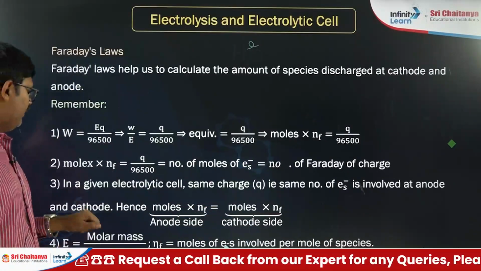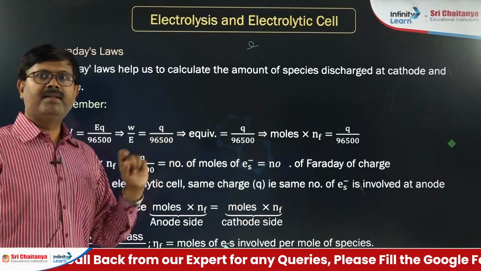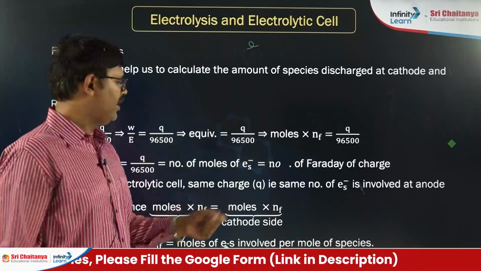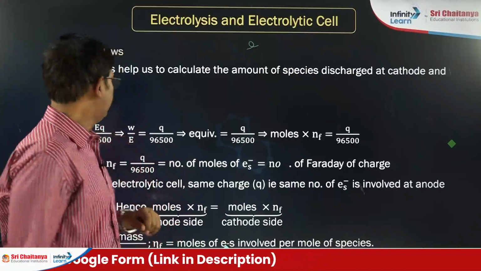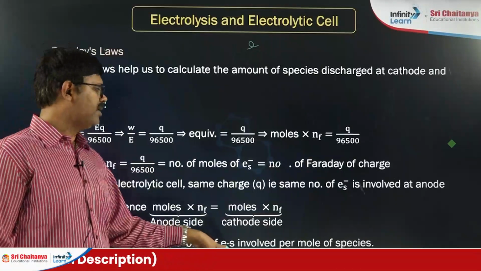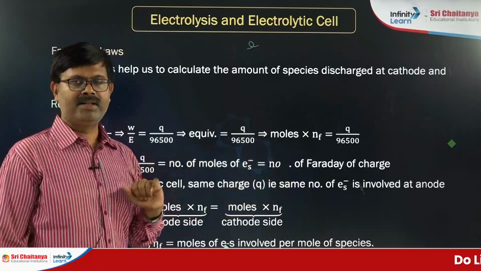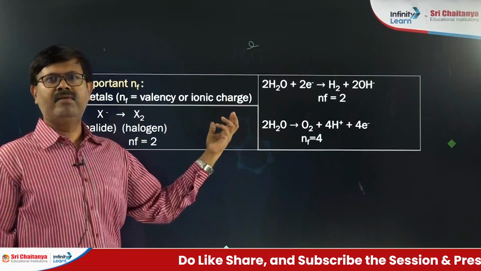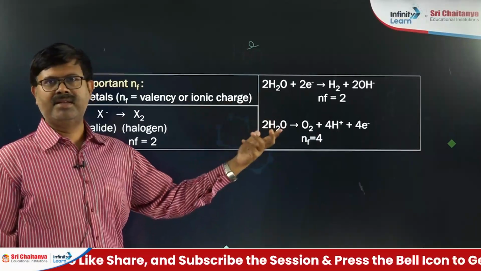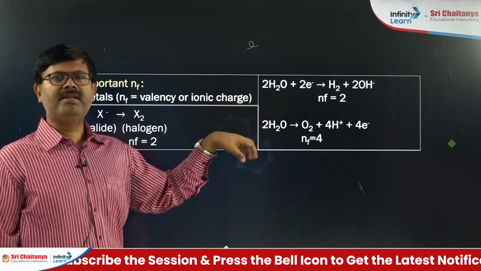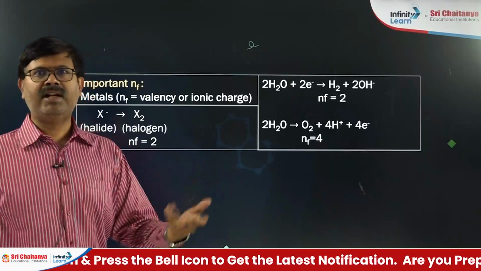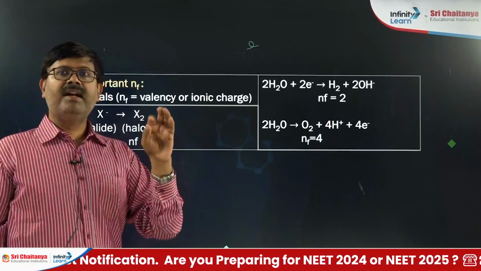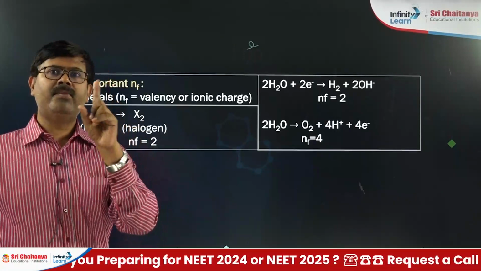Next, equivalent weight. How to get equivalent weight? It is molar mass by N factor, and we will see briefly what that N factor is and how to get it. The actual definition of N factor is moles of electrons involved per mole of species. So keep the important N factors in mind. Mostly questions involve either metals or halogens, oxygen, hydrogen. If you remember these, you will substitute the N factor quickly and arrive at the answers. But what is the basic definition of N factor? Number of moles of electrons involved per mole of species.